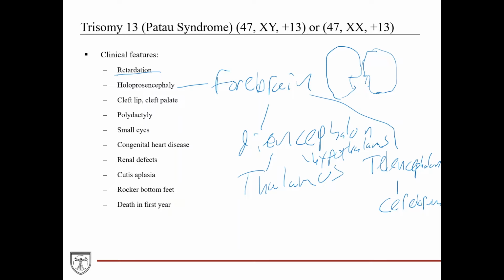So these patients can also have cleft lip, cleft palate, polydactyly, which is extra fingers, small eyes or abnormally shaped eyes, congenital heart disease, mainly ventricular septal defects and patent ductus arteriosus or PDA. They can have renal defects, cutis aplasia. This is where you have missing skin or hair in a certain portion of the body, rocker bottom feet, and then often this is fatal in the first year of life.